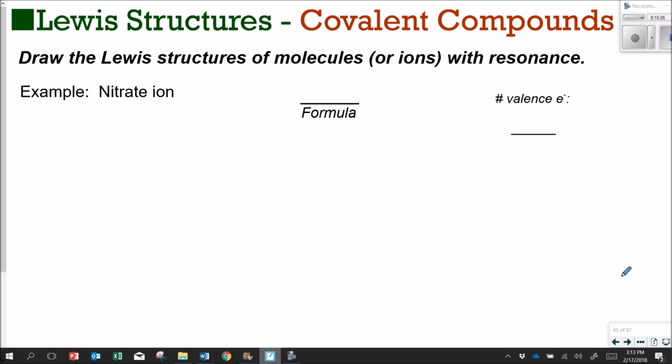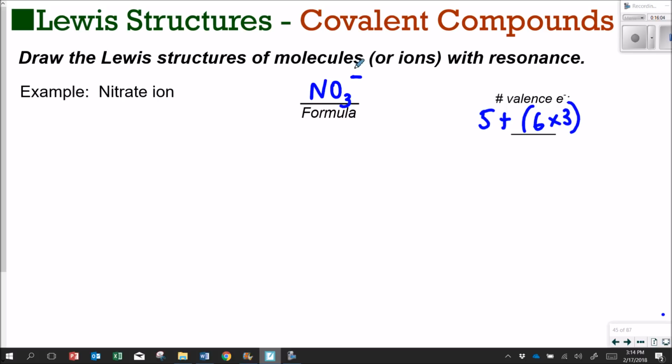Let's practice with the nitrate ion. The formula for nitrate is NO3 with a negative charge. Let's look at the available number of valence electrons. Nitrogen has 5 valence electrons. Then oxygen has 6 valence electrons. And we have 3 oxygens.